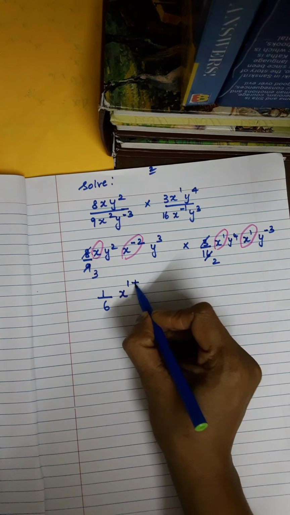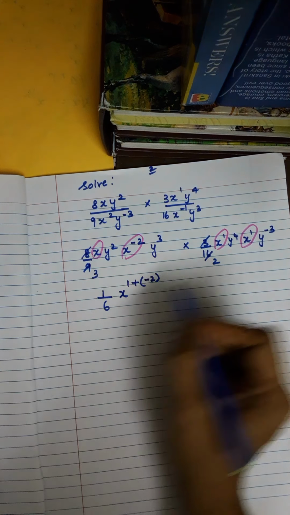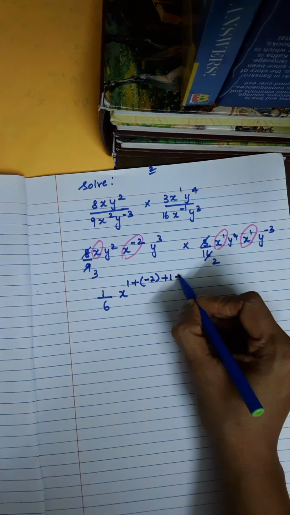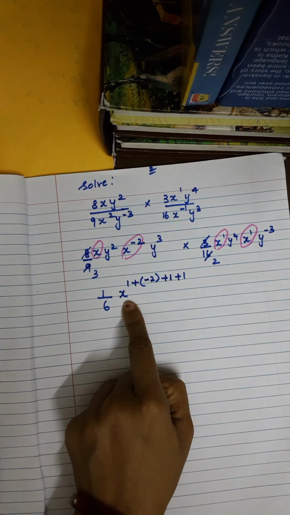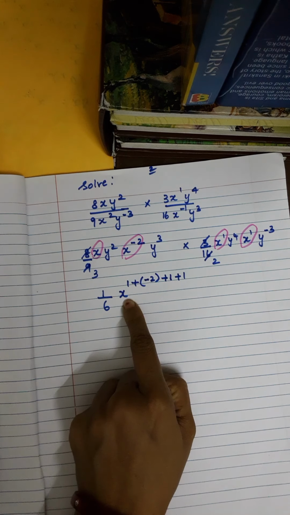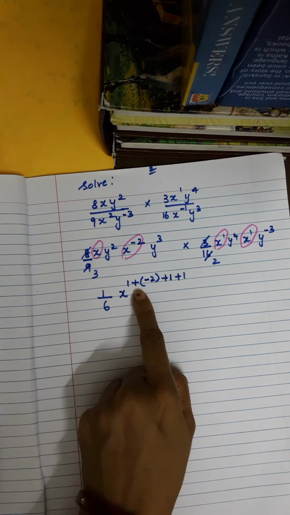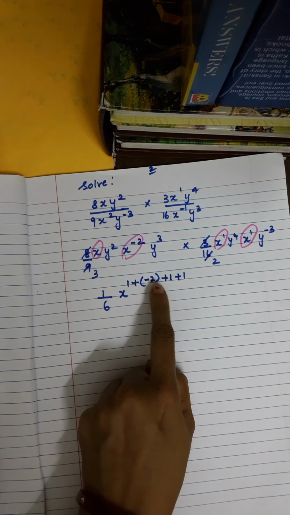So 1 plus, what is this power? It is negative, so I'm going to write it within brackets. Again 1, so plus 1. Again 1 more. So I've written the base x. I'm applying the product rule with the same base here, so I'm going to add all my exponents. So 1 plus minus 2, because it is a negative exponent, so I've written it within brackets, plus 1 plus 1.